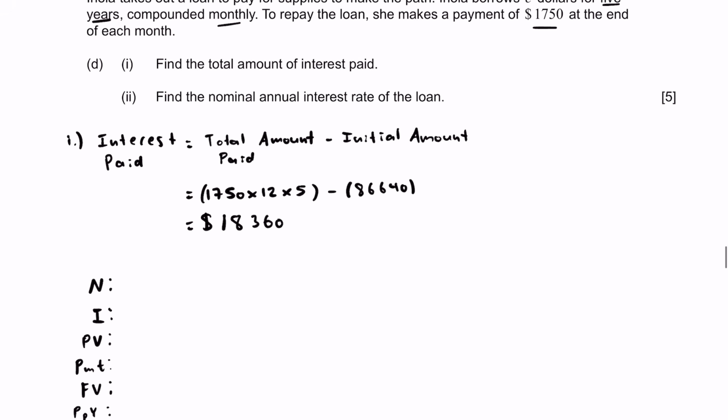Once again, she went to the bank, she took out $86,640. She ended up paying significantly more than that. What's the difference? Well, the difference is in interest that she paid to the bank. Okay.